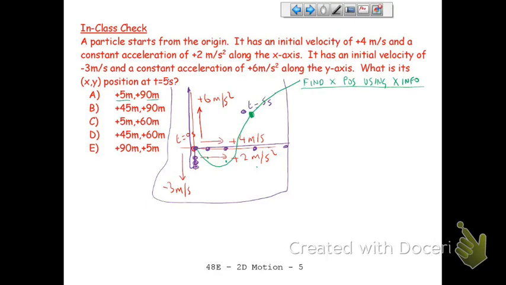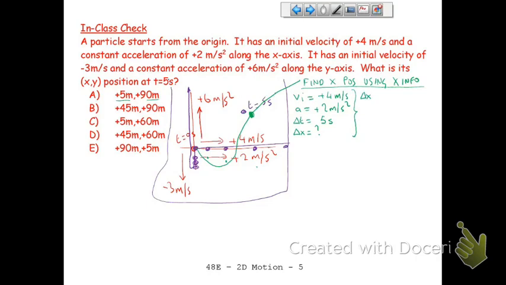I make a list. I go, well, let's look at my diagram. I have VI is equal to plus 4 meters per second. A is equal to plus 2 meters per second squared. My time interval, well, I started off at 0 and then it wants it when t equals 5, so that's 5 seconds, and I want to find my position. This is a one-dimensional problem.